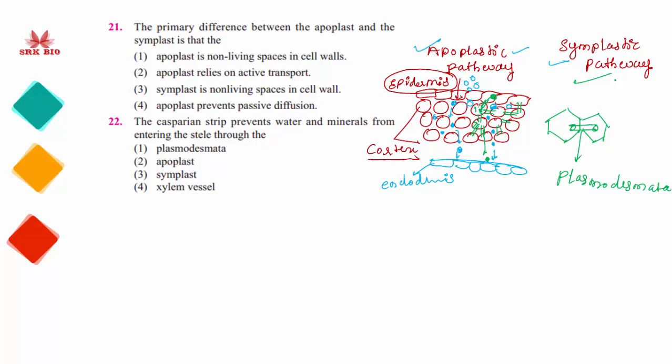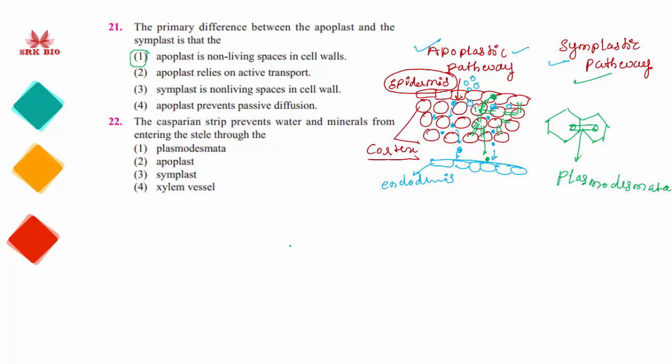So what is the question here? The primary difference between apoplast and symplast is very simple: in the symplastic pathway, the molecule enters into the cell, but in the apoplastic pathway, the molecules move through the intercellular spaces. Therefore, the right option for this one is: apoplast is non-living spaces in cell walls. So these are the non-living spaces through which the movement of molecules is occurring.